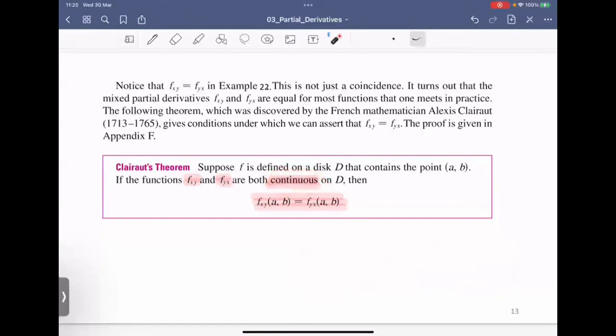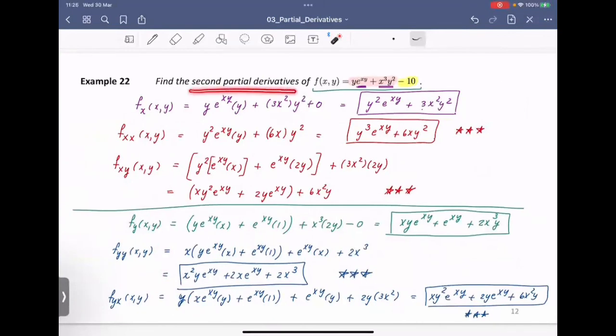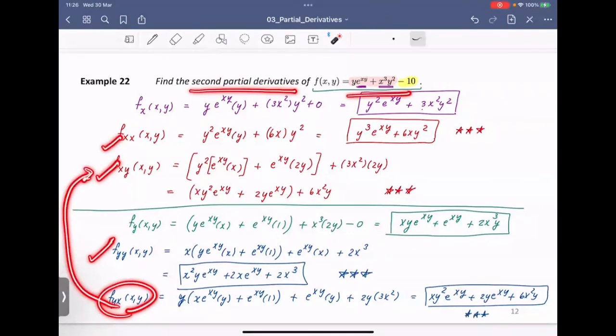For those types of functions, this thing will not work. But at your level, you only learn polynomial, trigonometric, logarithm, and exponential functions. They are continuous, so f_xy and f_yx, you can claim that they are equal to each other. So when you see second partial derivatives, now you can reduce your work. Let's do just f_xx, f_xy, and f_yy, because we know this is the same thing as that. Because the function is continuous, when you take the derivative, the derivative is going to be continuous too.